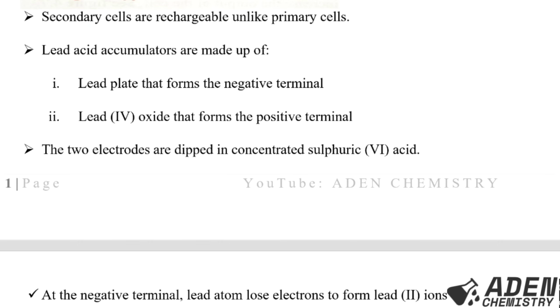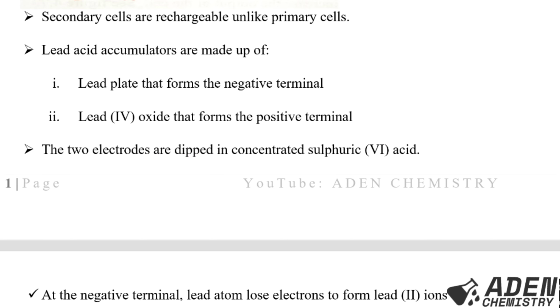So we're saying lead acid accumulators, or these secondary cells, are made up of, Roman 1, lead plates that form the negative terminal. And remember, the negative terminal was our anode. Then Roman 2, we have lead(IV) oxide that forms the positive terminal. Remember, the positive terminal was the cathode. We're saying the two electrodes are dipped into concentrated sulfuric(VI) acid.